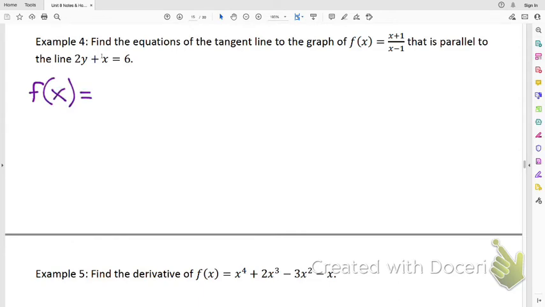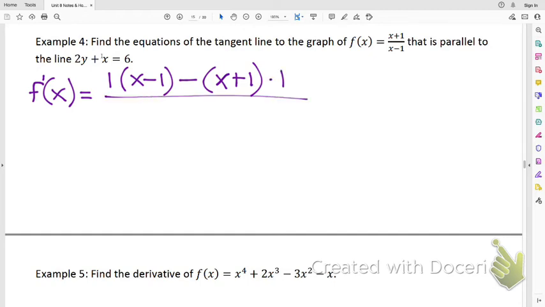Quotient rule. How does my quotient rule start? F prime of x is equal to. How do I start? Derivative of what? The top. What is the derivative of the top? 1 times what? The bottom. What comes next in my quotient rule? Minus. The top times the derivative of what? The bottom. What's the derivative of the bottom? 1. All over what? The bottom squared.